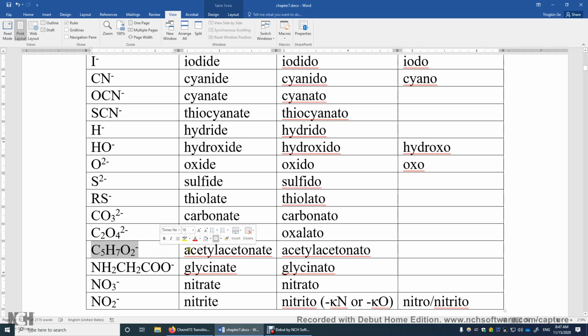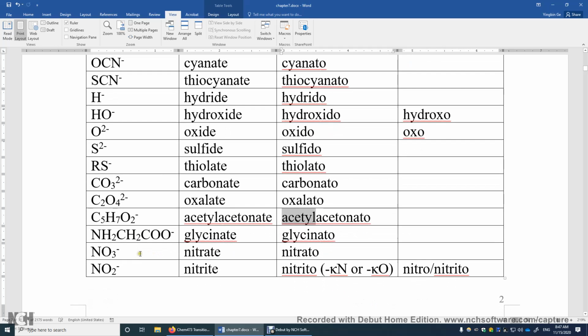This one, acetylacetonate. So this is just the negative ion of acetylacetone. The ligand name is acetylacetonato. This is acetyl. Now this is the conjugate base of glycine. So it's called glycinate. The ligand name is glycinato.